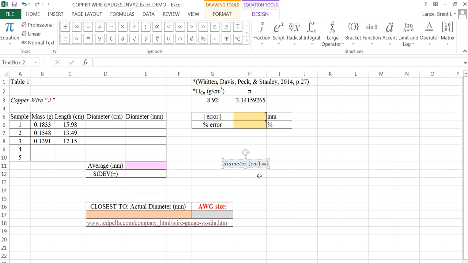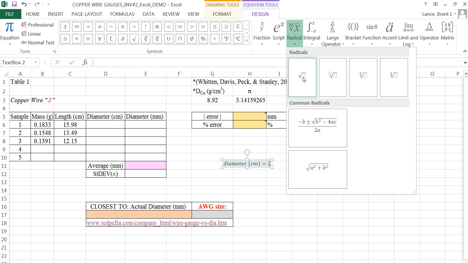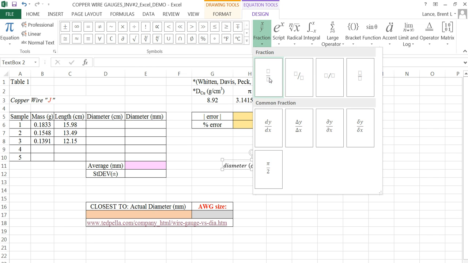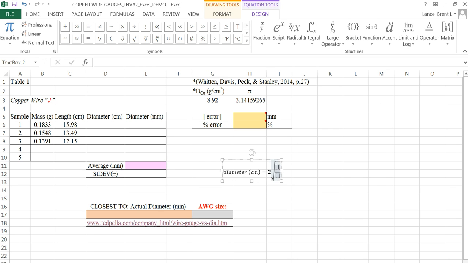The equation that we discussed once we derived everything else was 2 times the square root of. So I put the number 2, then I go up here to my equation design tab and put a radical in there. I'll use the square root box, and that itself was a fraction. So if I click in the little square and go to fraction, now the top part was simple. It was just mass in grams, like that.